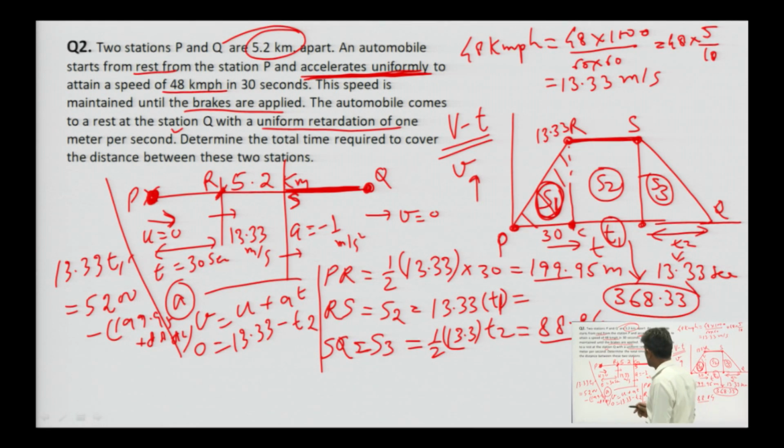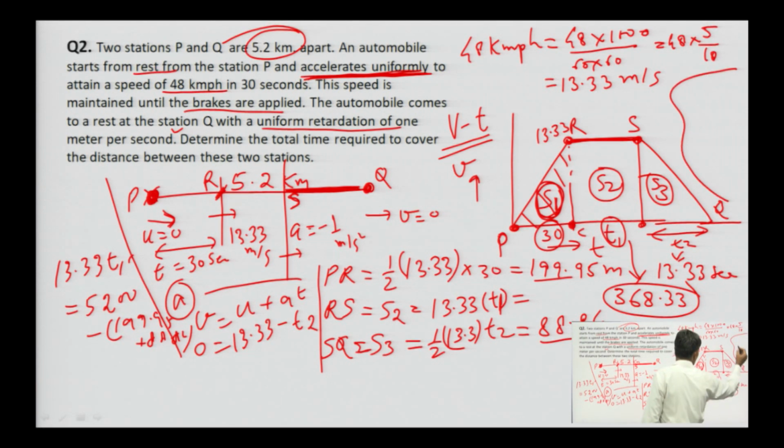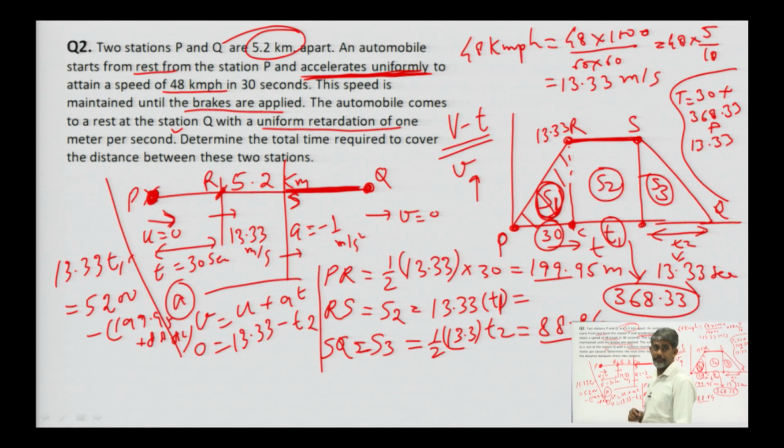So, what is the total time? Total time is 30 plus this one plus this one. So, total time T is equal to 30 plus 368.33 plus 13.33. This is the total time to cover the distance from P to Q. Here we used the VT graph. Use of the VT graph helps in solving the question very easily.